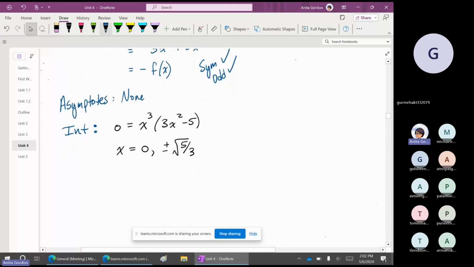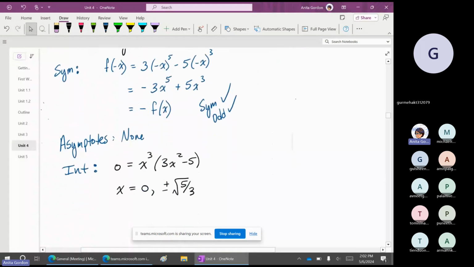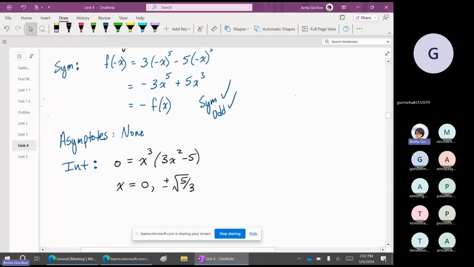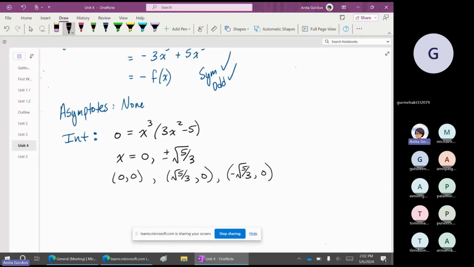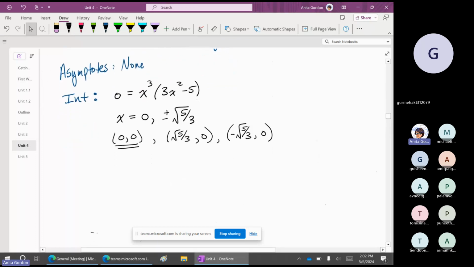Okay. So what is the domain? Oh, I already did domain. Okay, perfect. We did all the first bits, all the information we need from the first one. Hold on. 0, 0. Root 5 over 3, 0. Negative root 5 over 3, 0. What about y-intercept? 0, 0. Okay, so I have my intercepts all done. I just had to make sure there.